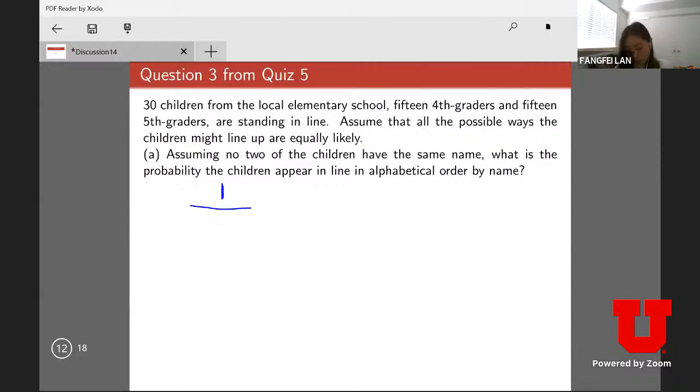And so basically this is n of event, the number of events, and then the bottom here is the size of the sample space, which is 30 factorial, or permutation 30, comma 30. You're arranging 30 kids, and there are 30 spots for each one of them.